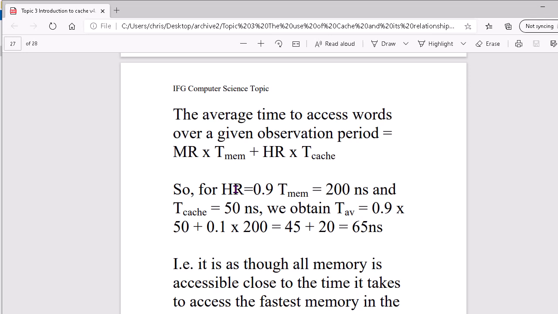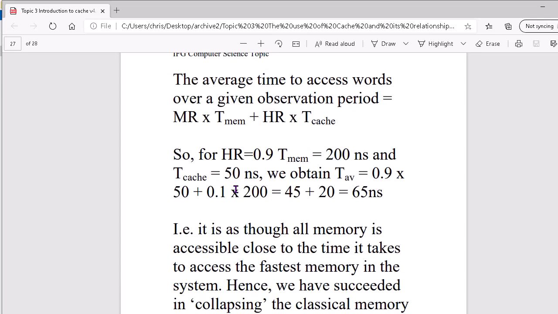So I'm going to define the average time to access data or instructions from memory, from all the memory that you've got over a given observation period. And it's this. It's the miss rate multiplied by the time it takes to access main memory plus the hit rate times the time it takes to access cache.